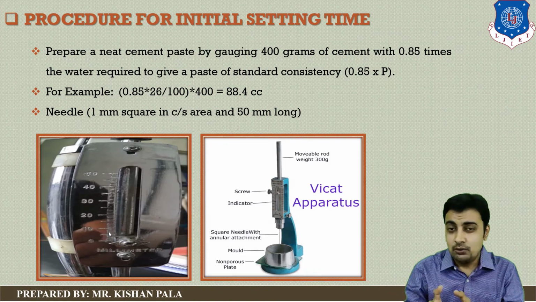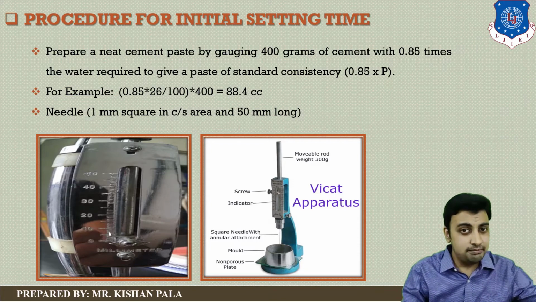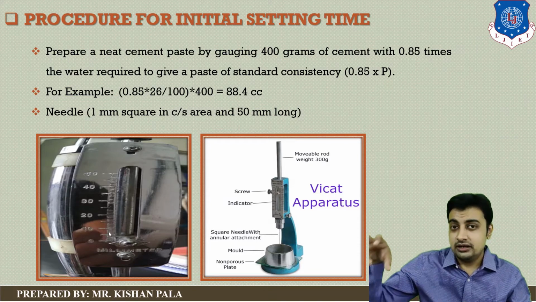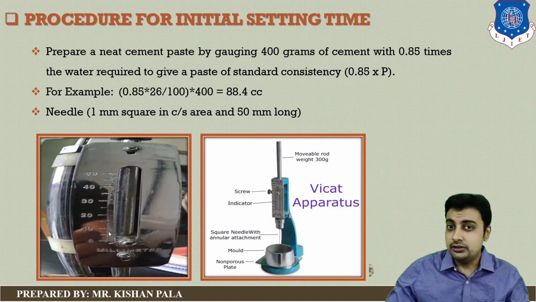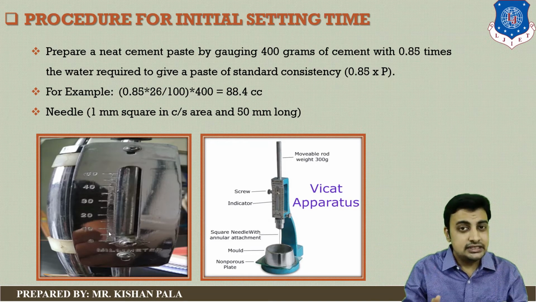So you have to calculate the time from when you add the water mass to the cement paste to achieving the result value of 5 to 7 mm from the bottom. So this will be your initial setting time of cement.